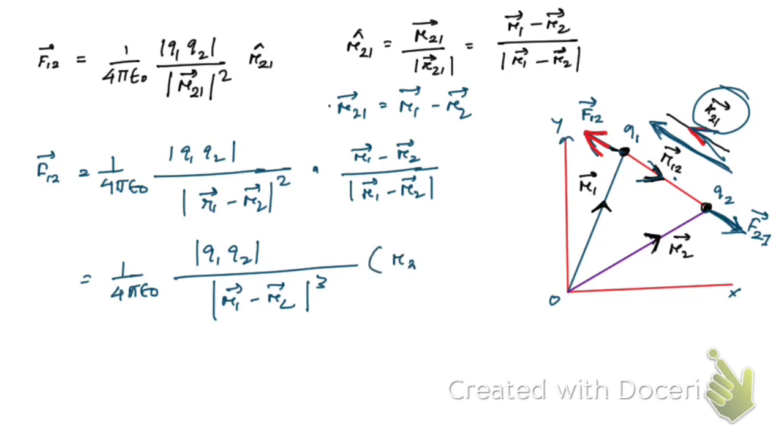Here q1 q2 into r1 minus r2. This is a vector, so don't use modulus here, because if you use modulus, that's going to represent magnitude. We have to keep this one as a vector. So this is the vector form of Coulomb's law.